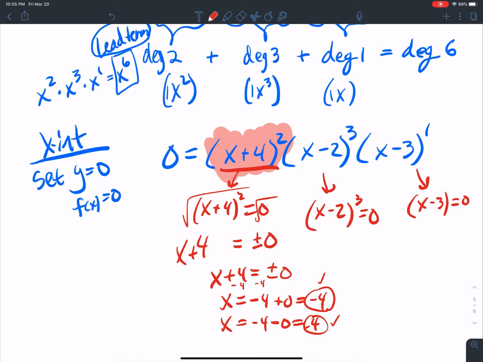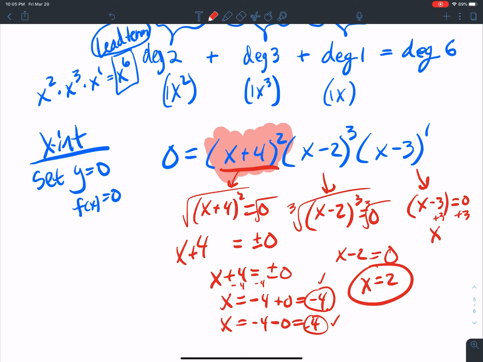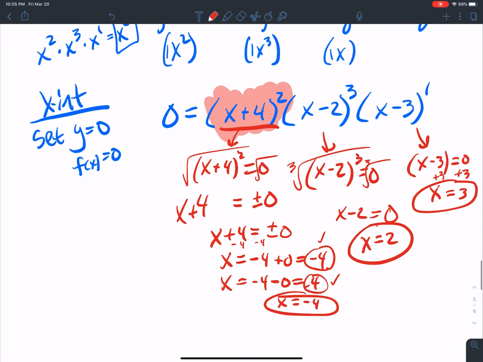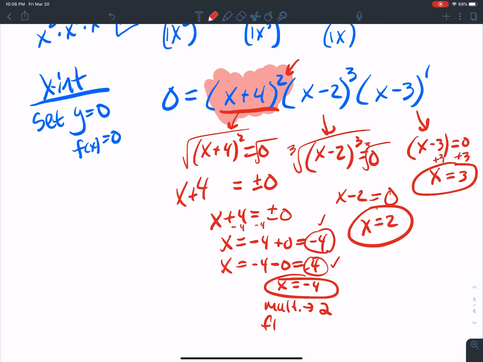For this one, the cube root of 0 is 0, so I get x minus 2 equals 0, so x is equal to 2. And for this last one, if I add 3 to both sides, I get x equal to 3. So my 3 different unique zeros are negative 4, 2, and 3. The multiplicity for the first one is 2, since there are 2 copies. Does it flatten out? It flattens out.